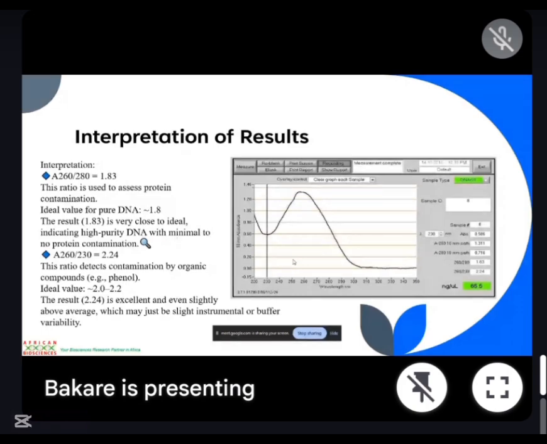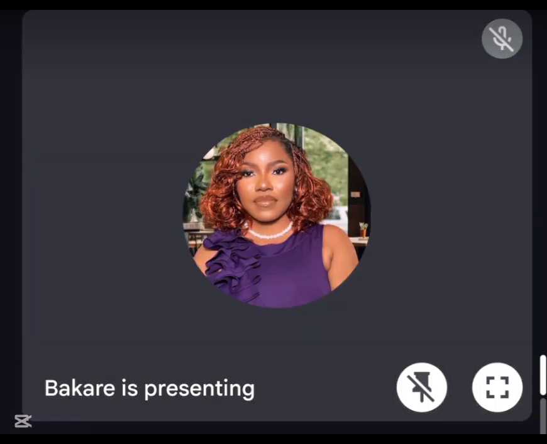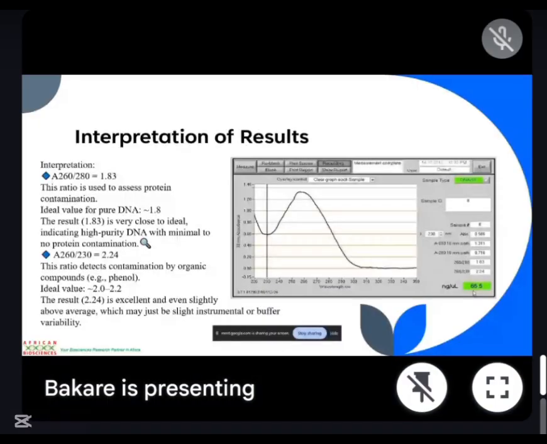So that's how you interpret your result. This is a good graph. In fact, before you even look at your 260/280, your yield, your concentration, the graph, once the result comes out, if you see your graph is, let's say, zigzag, just know that something is wrong already, before you go ahead to check what is wrong.